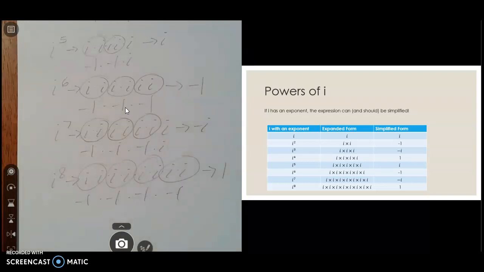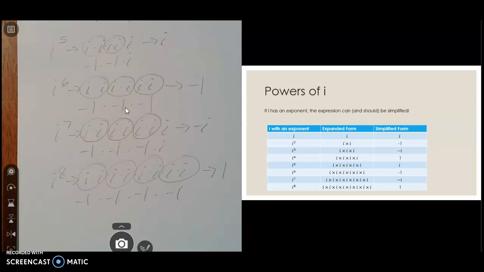So what you're going to see is this pattern. i, negative 1, negative i, 1. i, negative 1, negative i, 1. And I promise you, it's just going to continue doing that same 4-piece pattern again and again and again and again and again.